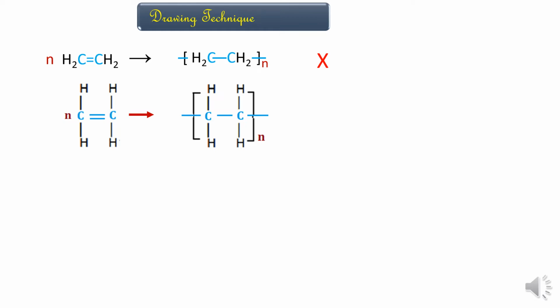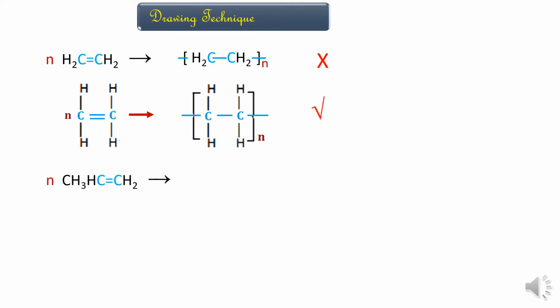How should you draw? Before you draw the polymer, first arrange the monomers. Arrange the monomers in such a way that, other than the carbon-carbon double bonds, the other atoms or groups should be below and above the carbon-carbon bonds, keeping the left and right side empty so that they can spread the bonds. This is right.